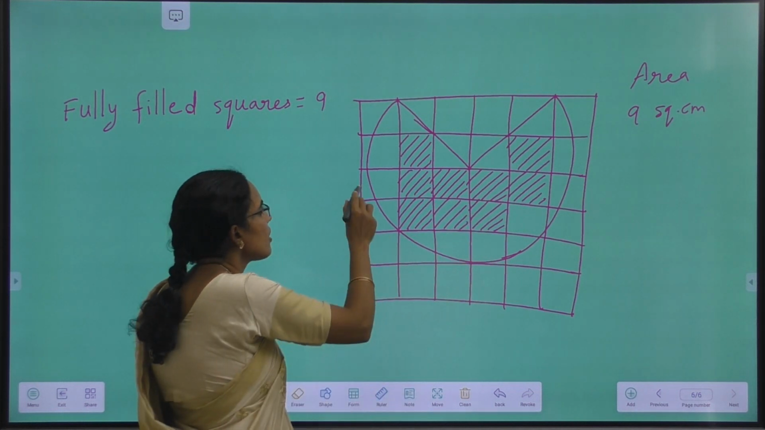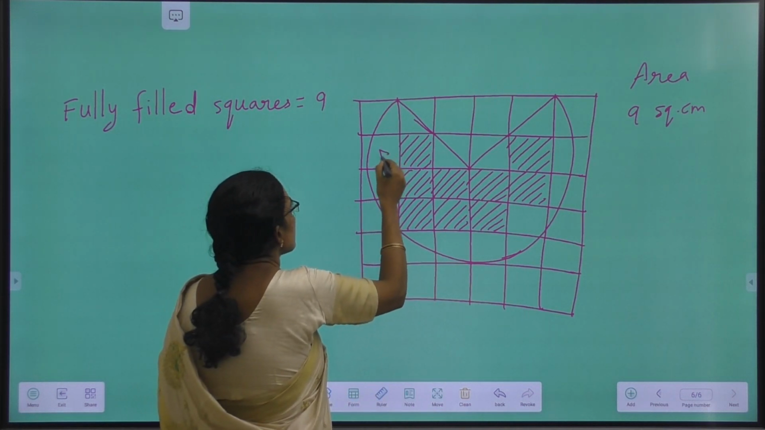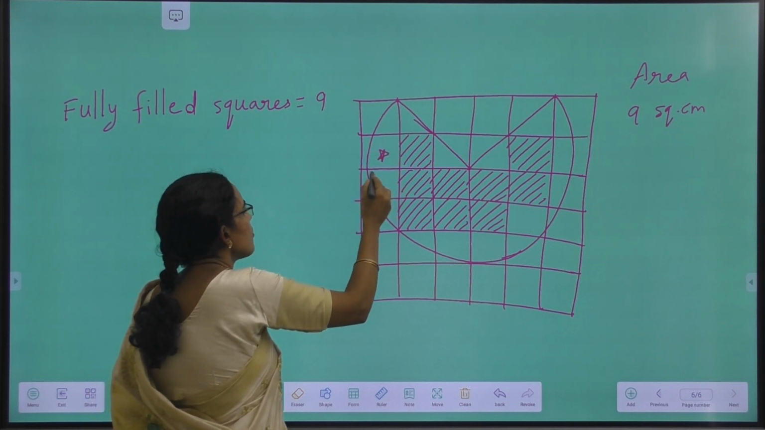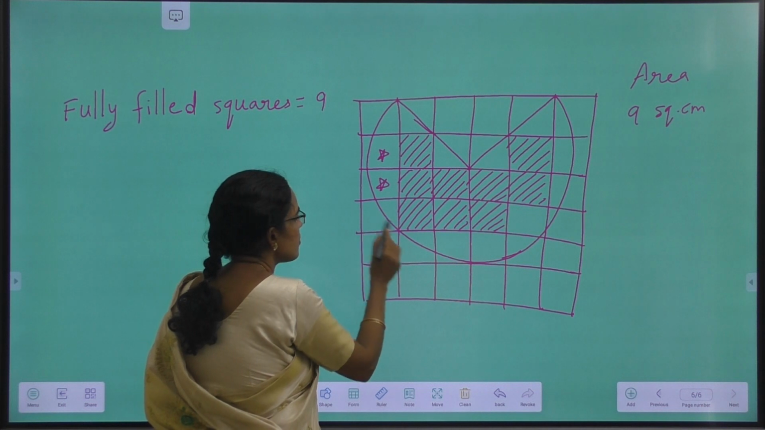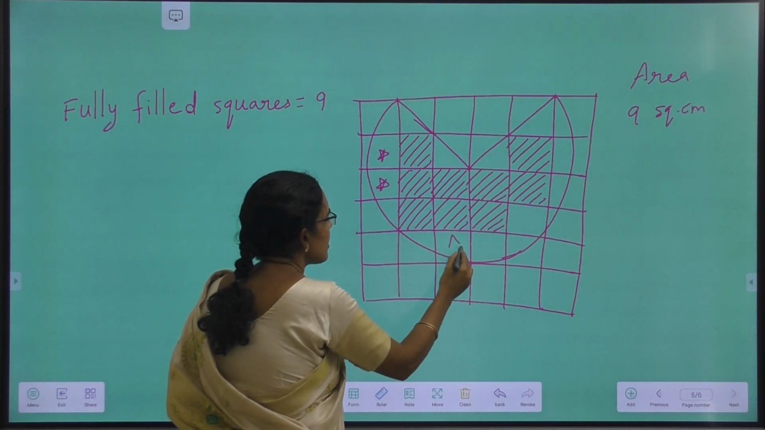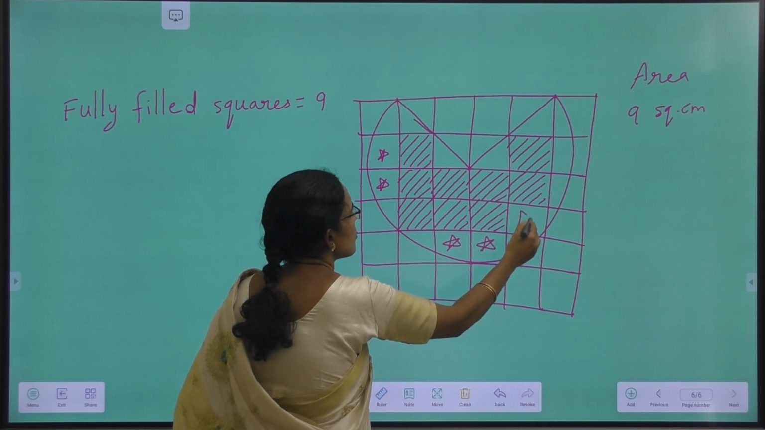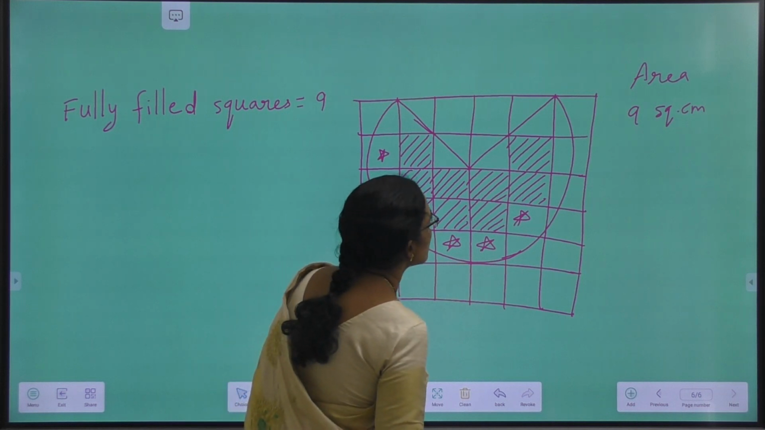After that, more than half filled squares. Suppose, okay, I am marking a star mark to know clearly. This is more than half. This one is also more than half. What is this? Less than half. This is also less than half. And again this one is more than half. This is also more than half. This is also more than half. These are the more than half filled squares.